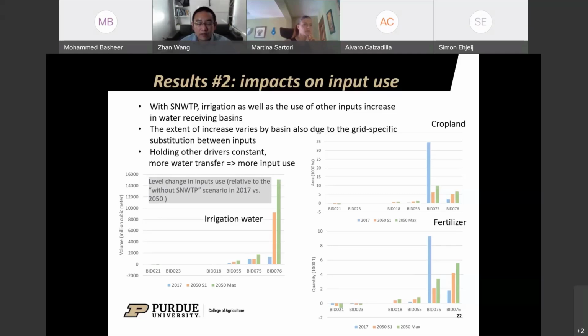And when we hold other drivers constant at the same baseline level, we realize that when we have more water, again, the amount of input use will also increase in these water receiving basins. For the water donating basins, again, they will have a decrease in the input use, but the magnitude of that change is much less than in the water receiving basins.